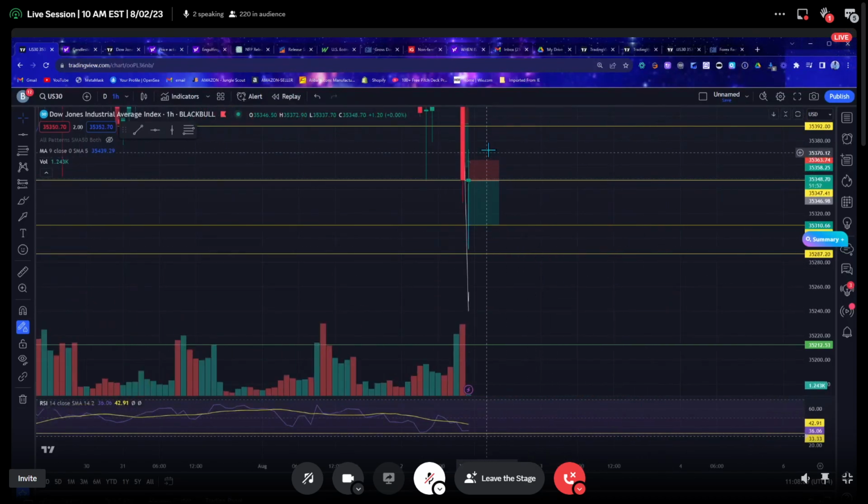But now we have strong wicks to the top, strong wicks to the bottom. Whenever you see that a reversal is coming, we don't know which way yet. I would wait. I wouldn't take this. Patience is a virtue.